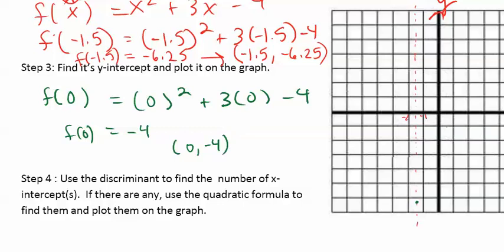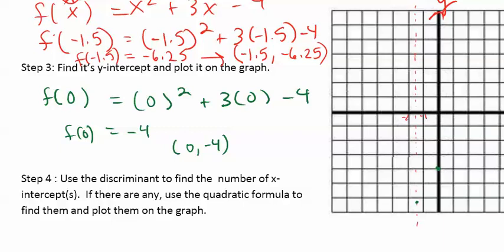So the parabola crosses the y-axis at negative 4. So 1, 2, 3, 4. And there's the point 0, negative 4. Okay, if you're not sure how we got 0, negative 4, remember that the x value is 0 on the y-axis, so you can plug it in.